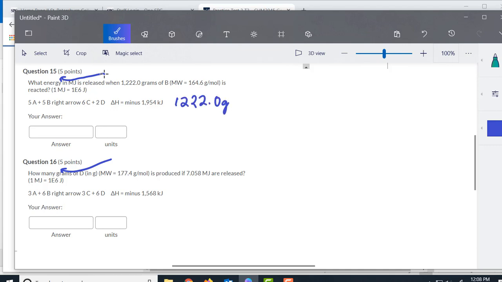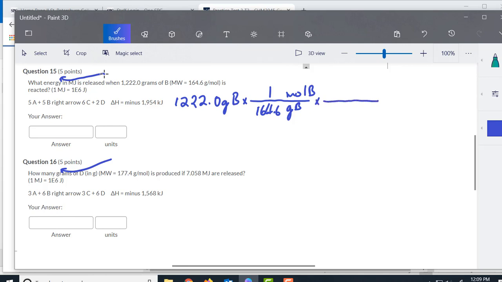1222.0 grams of B. Our first step is to find the number of moles, so we'll do times grams of B on the bottom to cancel, moles of B goes on top. The relationship is 1 mole of B is equal to 164.6 grams. So that's the molecular weight that's given to us.